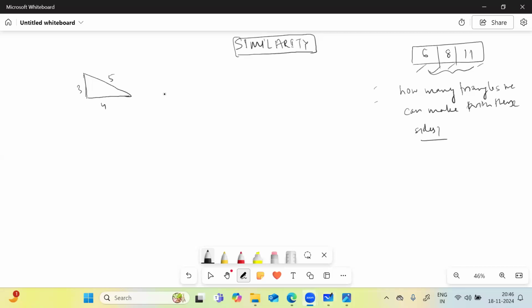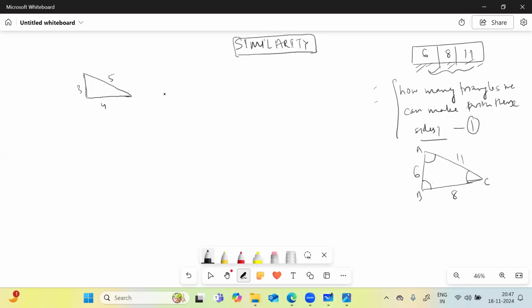Yes, very good. Because if I give you sticks of 8 centimeter, 6 centimeter, 11 centimeter, the only way you will be able to fix that will be one particular way only. 6, 8, 11. You cannot make a triangle in any other way. The angle between the 6 and 8 sides, or 8 and 11, or 11 and 6 will always be fixed. You cannot change the measures of the angles. So only one triangle would be made.